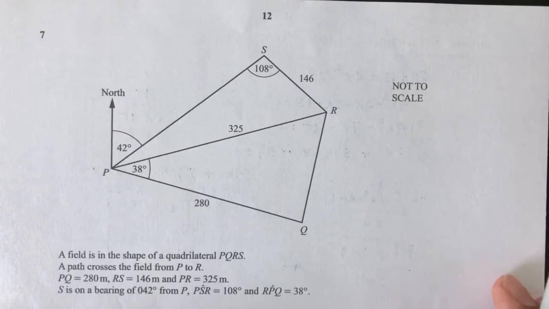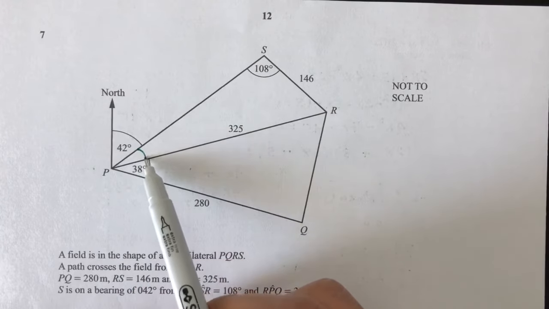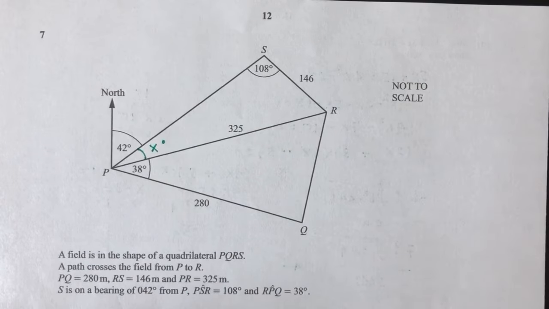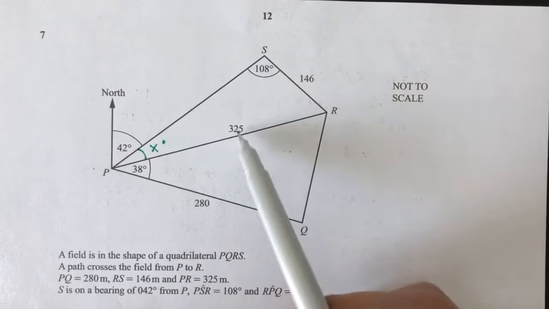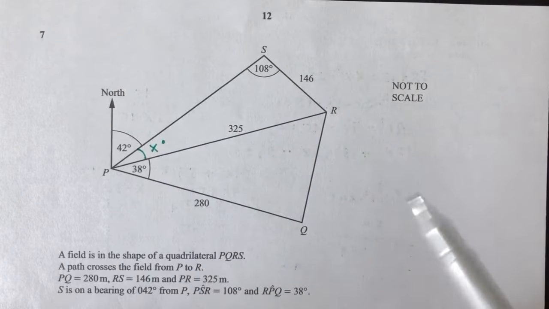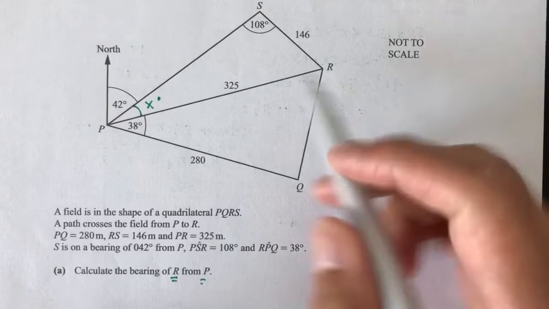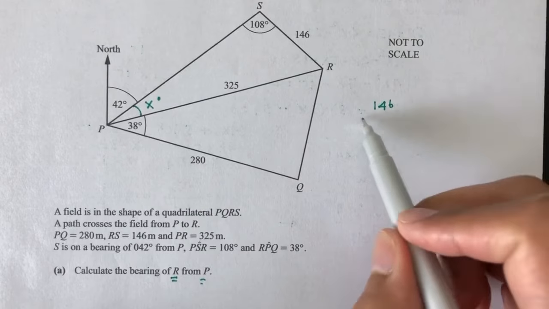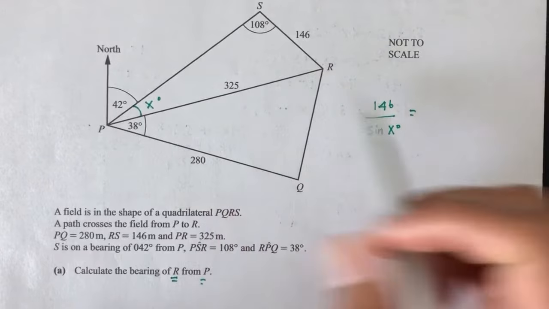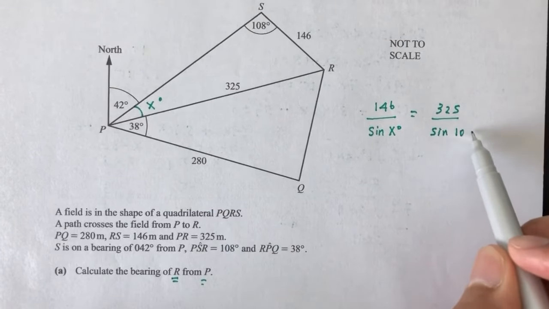Okay, so to find the bearing of R from P, you have to find this angle here. We are missing this angle. So how do you find it? Let's name it x degrees. As you can see, you know this angle and this side, you want to find this angle, and you know the corresponding side. So you have to use the sine rule. The sine rule tells you that the side which is 146 over sine x is equal to this side, which is 325 over sine 108.